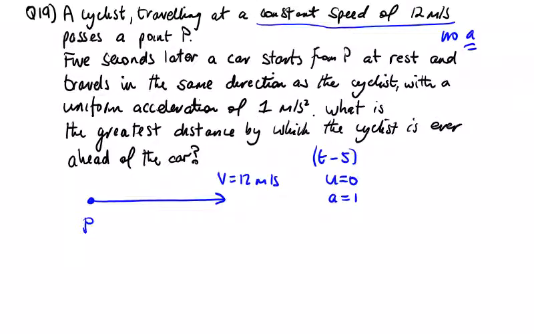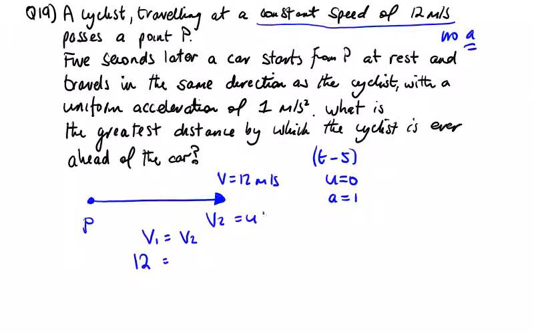What is the greatest distance by which the cyclist is ever ahead of the car? Okay, well, the cyclist is going faster than the car up until the point at which the car starts to go more than 12. So that means that the greatest distance is when their velocities are equal, when V1 is equal to V2, because once the car starts going more than 12, the gap closes. So the gap is growing until the car's velocity is 12. So the velocity of the bike is 12, V1.